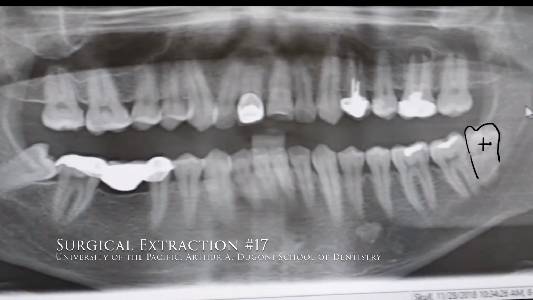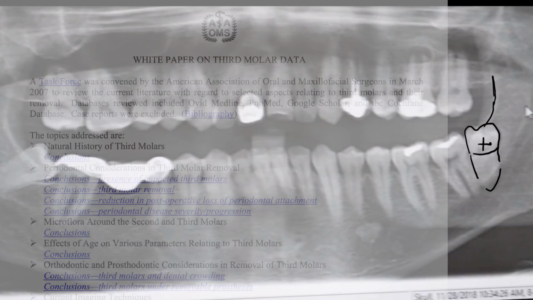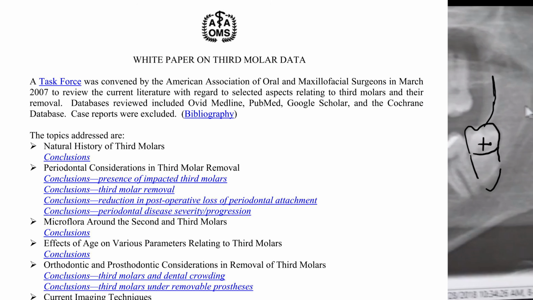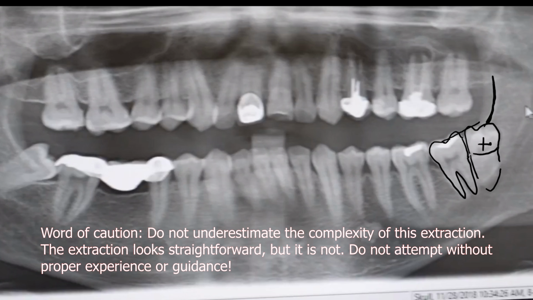The tooth in this case was indicated for extraction due to a history of pain and pericoronitis. For a detailed guide to wisdom teeth extraction indications, please refer to the white paper on third molar data published by the American Association of Oral and Maxillofacial Surgeons. The link will be posted below. The patient's medical history was non-significant and there were no contraindications to proceed with the surgical procedure. This tooth is categorized as Class 2A under the Pell and Gregory Wisdom Tooth Impaction Classification System.